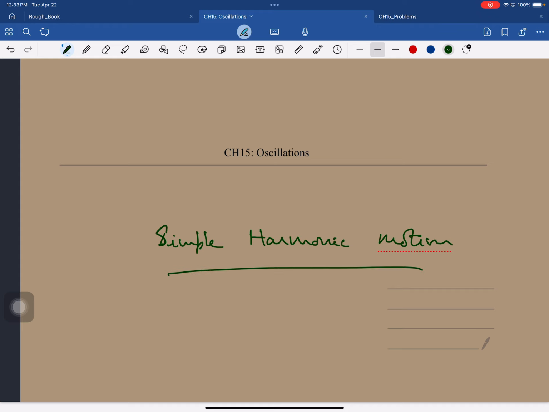So let me illustrate this. Here is a simple harmonic motion. This mass attached to a spring is executing simple harmonic motion. That is one oscillation. The time for one oscillation is called a period.